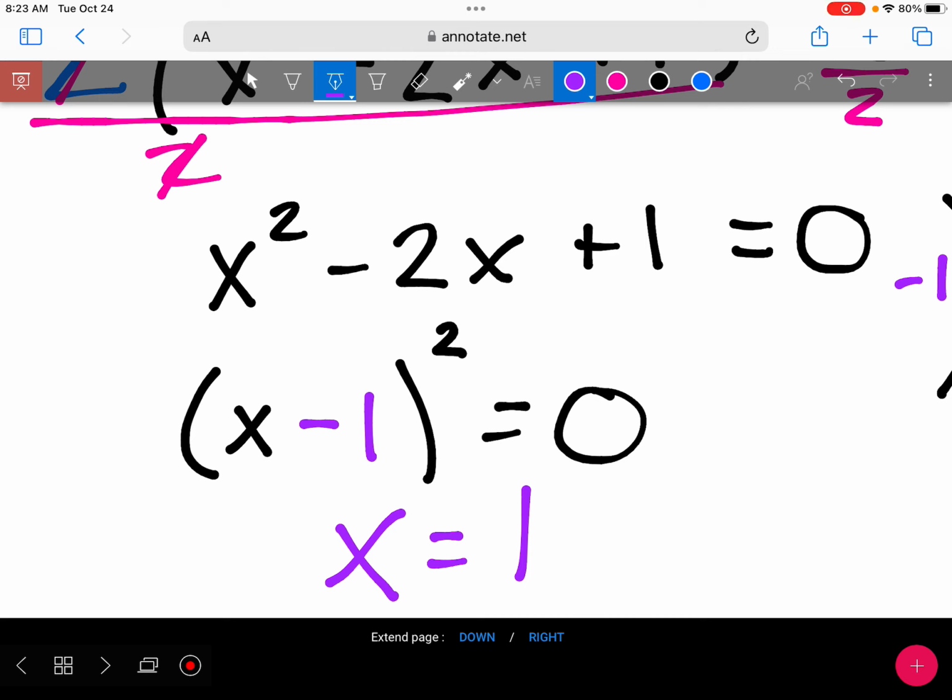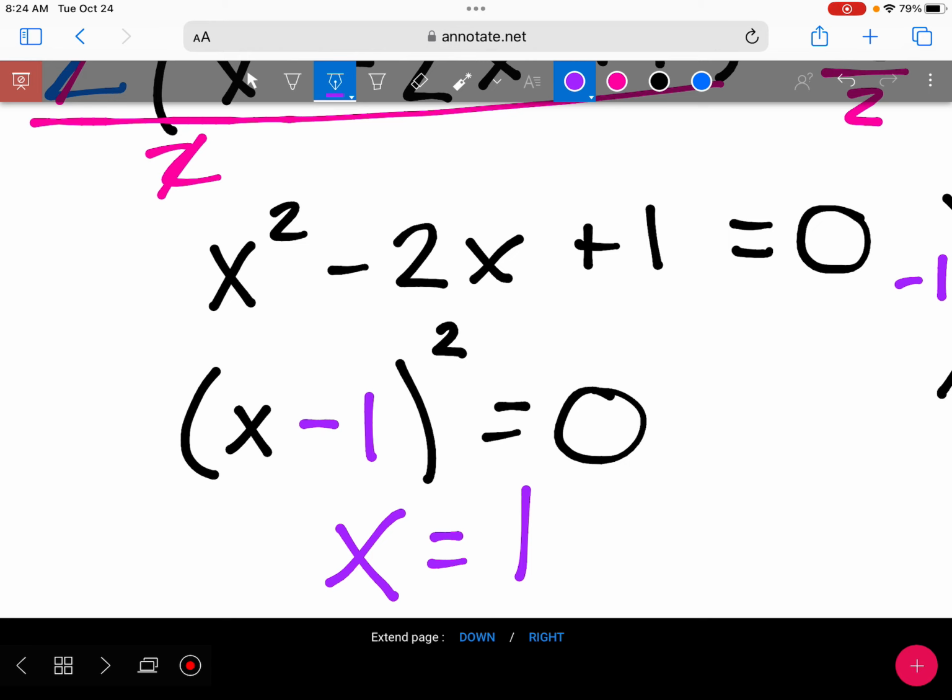So how would that be? We're looking at this piece here. If we set it equal to 0, x minus 1 equals 0. Add 1 to both sides, x equals 1. So it's that piece there.